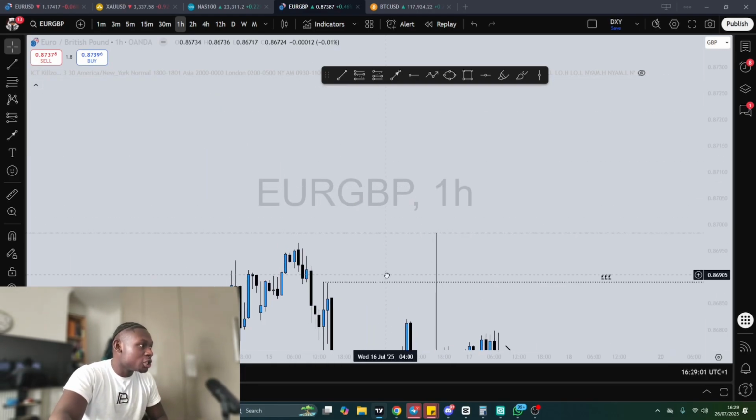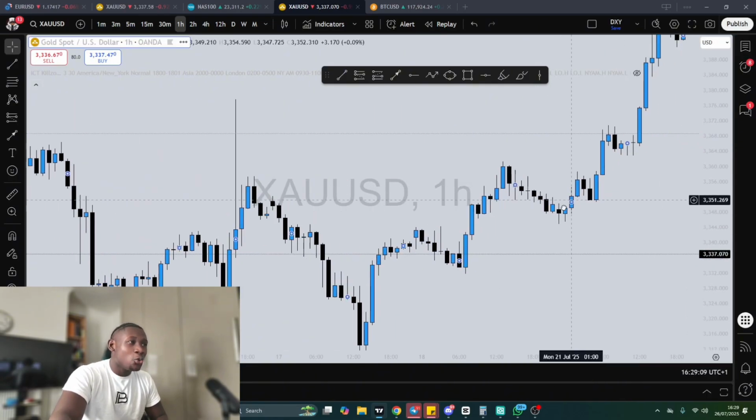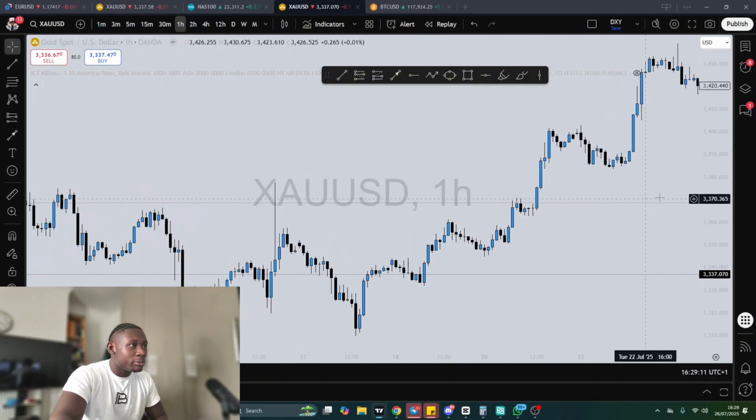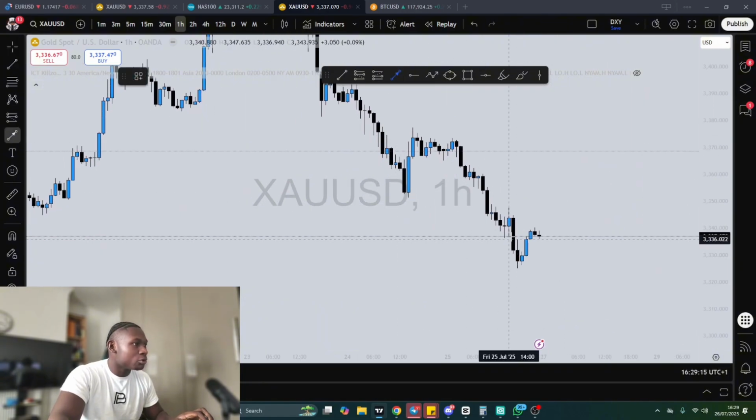I tried this on Euro GBP. Try it on all the other pairs, you know, GU, EU, gold. I know a lot of you trade gold. I don't know why I used Euro GBP as an example, but let's double check before I go. Let's see if it works. Let's just show you on gold before I go.